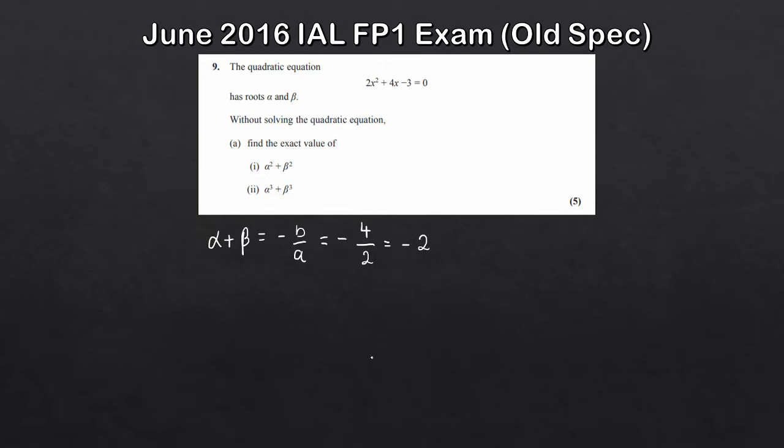Okay, but we also need alpha beta, and we'll see in a minute why we need alpha beta. So alpha beta, what is alpha beta? Well, that's just c over a. Okay, so the c is the minus 3, so it's minus 3 over 2.